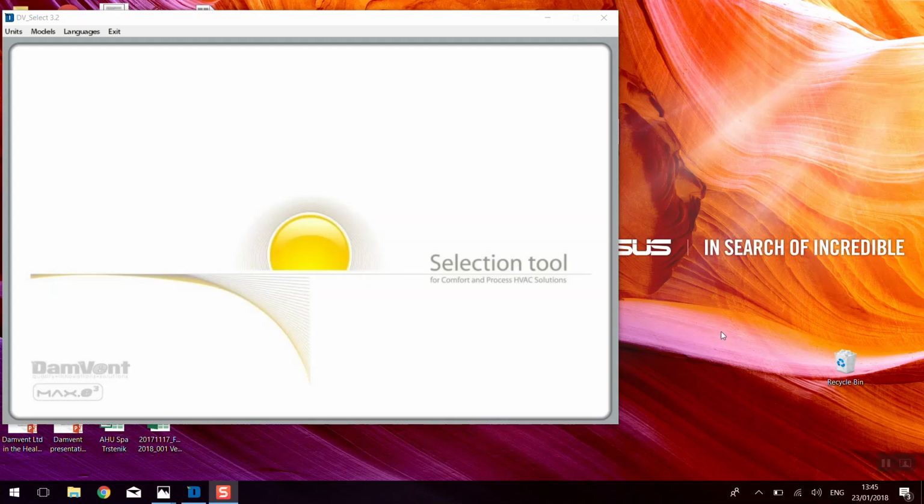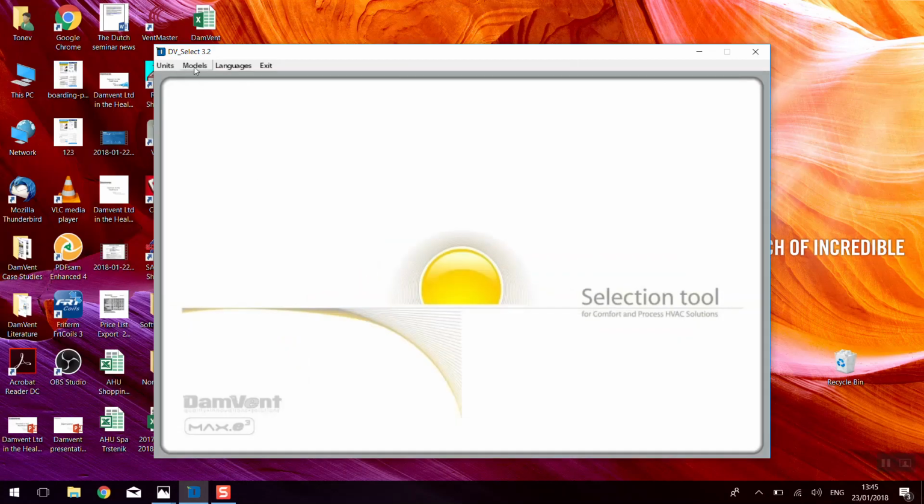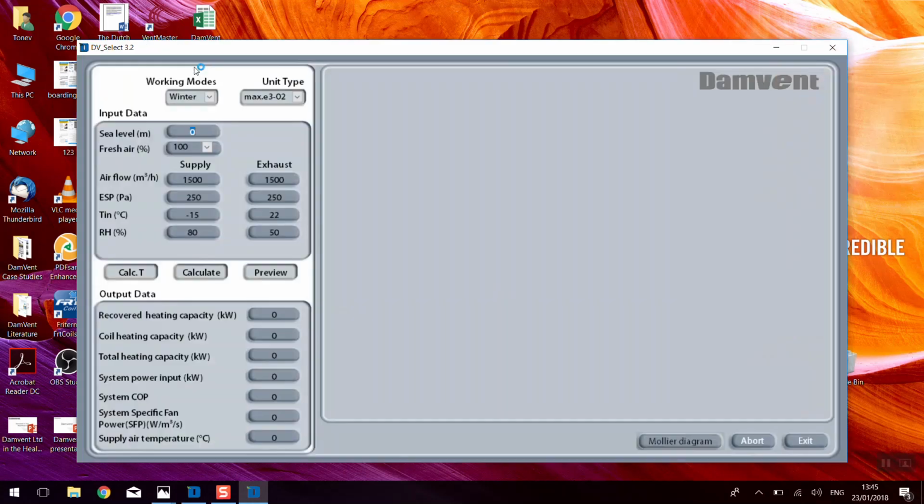We will give you an example of how you can do a selection with our own software. So we'll go directly to our Maxi 3 series, and just to make a sample calculation, we will take a unit, for example, for 6,000 cubic meters per hour. Before we go to the calculation, it is important to know that two separate modes should be presented: winter mode and summer mode. So before we start, it is very important to notify this fact.